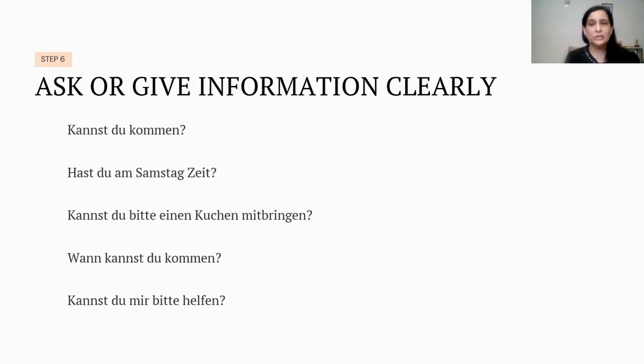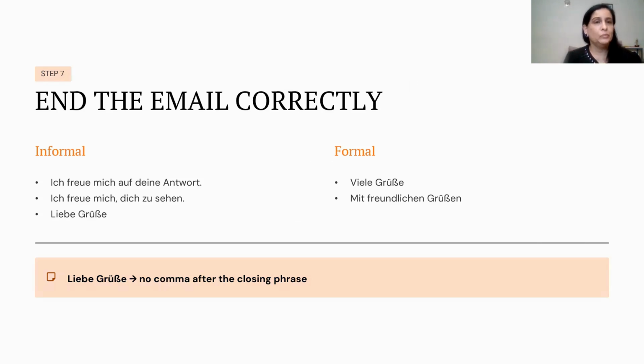Ask or give information clearly. Kannst du kommen? Hast du am Samstag Zeit? Kannst du bitte einen Kuchen mitbringen? Wann kannst du kommen? Kannst du mir bitte helfen? So all this, you can say information, you have to ask clearly. Okay, so this will be the structure, your main body.